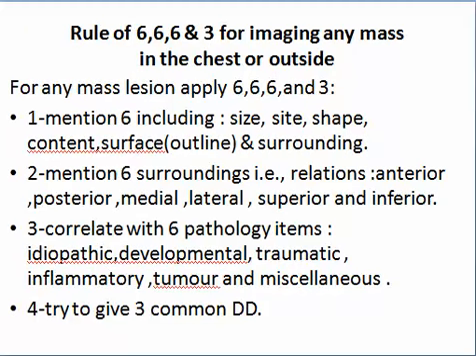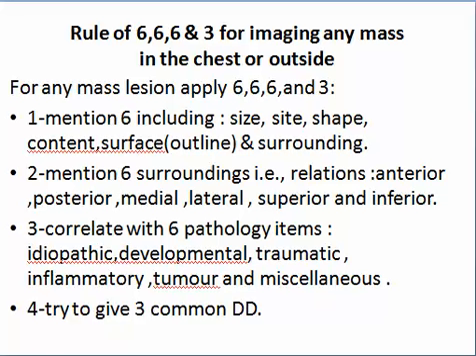Try to apply our 6-6-6 and 3 rule for imaging any mass in the chest or outside the chest. Mention 6 first: the size, the site, the shape, the content, the surface, and the surroundings. These are the 6 items to be discussed. Size, site, shape, content with calcification or cavity, surface, is it smooth or not, surrounding, compressed lung tissue around.